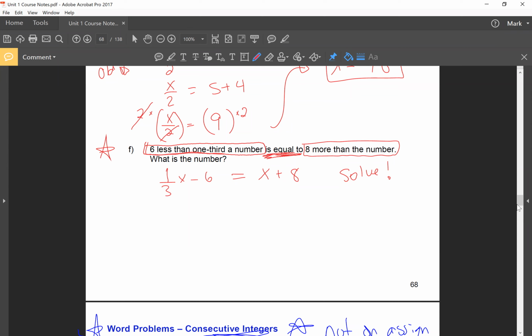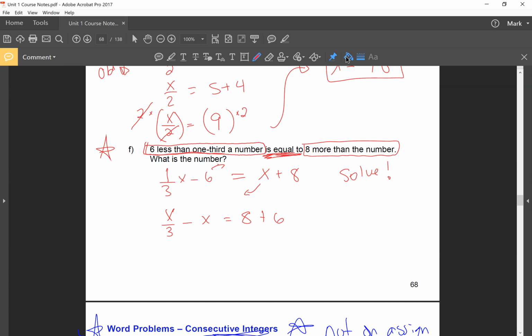First things first, I want to move my x over and I want to move my 6 over. So 1/3, well, let's just say x over 3 for that. So x over 3 minus x equals 8 plus 6. Now I got a huge problem here. I do not like this over 3 business. That's very tough to work with.